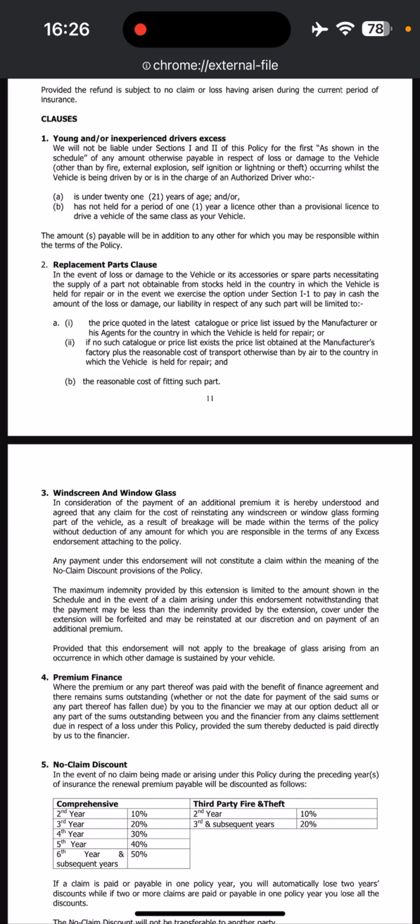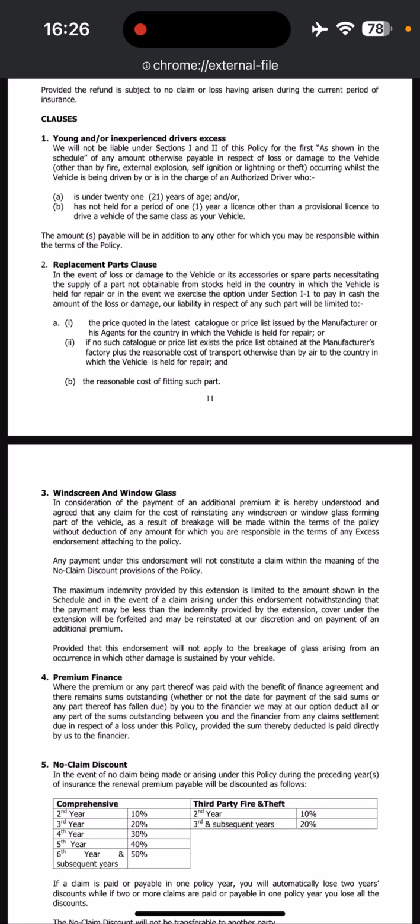In the event of loss or damage to the vehicle or its accessories or spare parts necessitating the supply of a part not obtainable from stock sale in the country in which the vehicle is held for repair, or in the event we exercise the option under section 1 to pay in cash the amount of the loss or damage, our liability in respect of any part will be limited to the price quoted in the latest catalog or price list issued by the manufacturer.